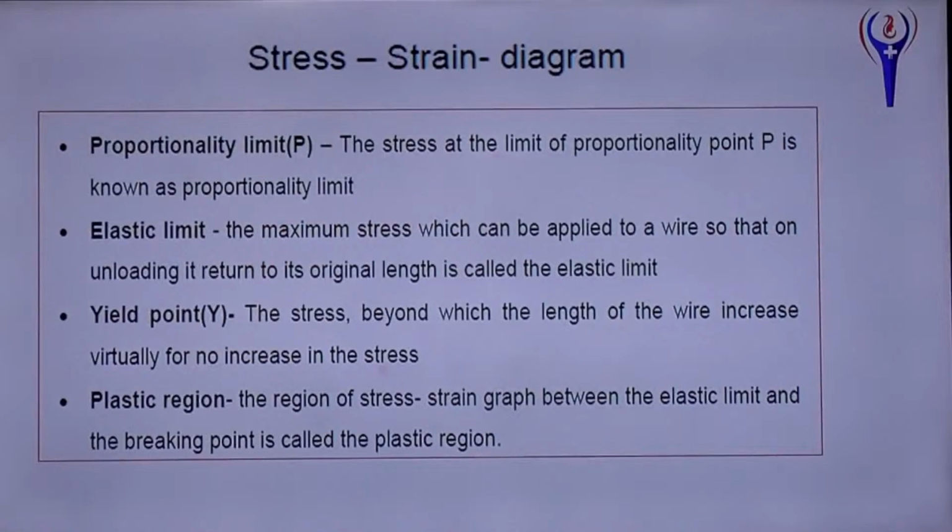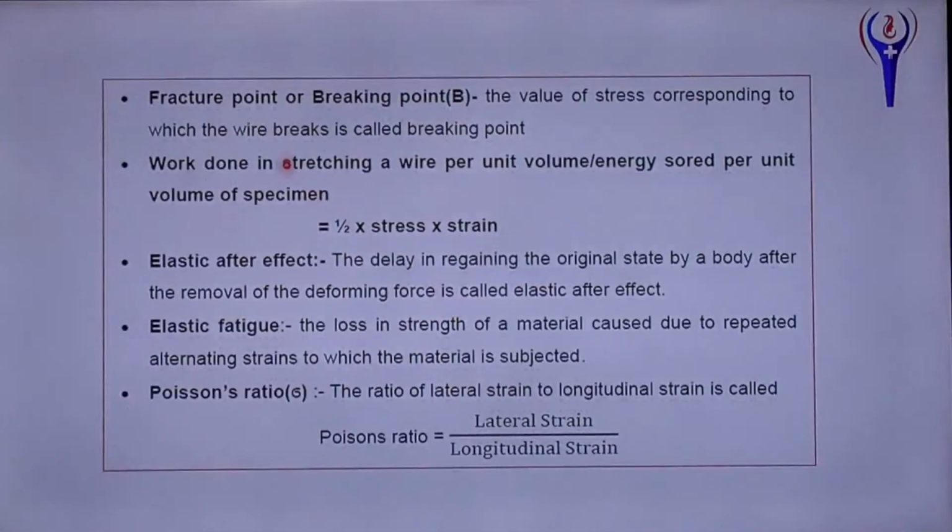In the stress strain diagram, these are all important terms: proportionality limit, elastic limit, yield point, plastic region, fracture point or breaking point. And work done equals half into stress into strain. Note down this formula: energy per unit volume of the strain, or work done per unit volume, equals half into stress into strain.